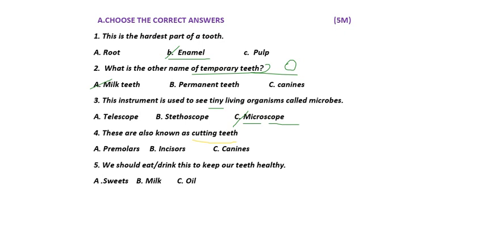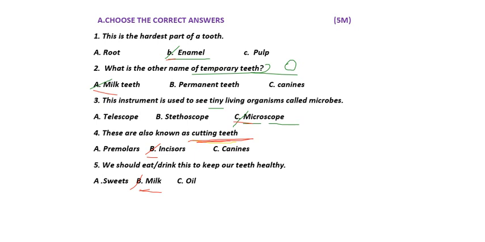Incisors are also called cutting teeth. If they ask, these are also called tearing teeth, you should write canines. Next, the last one. What we should eat or drink to keep our teeth healthy? Sweets, milk, oil. Milk is the answer. First one is B, second one is A, third one is C, fourth one is B, fifth one is B.